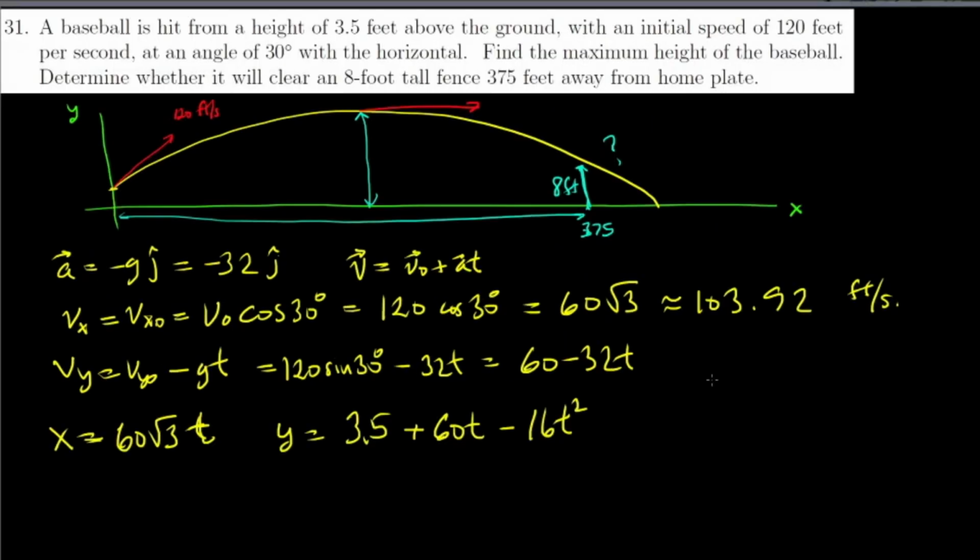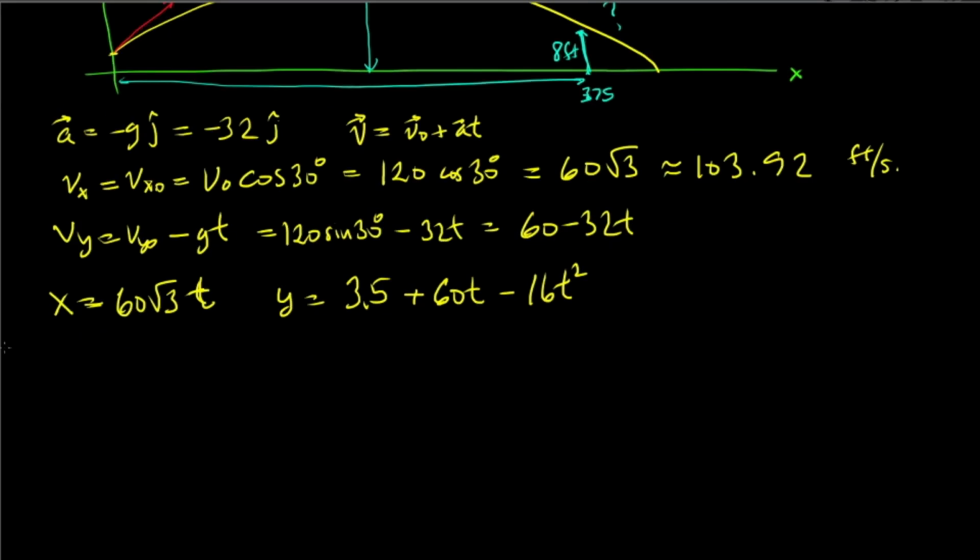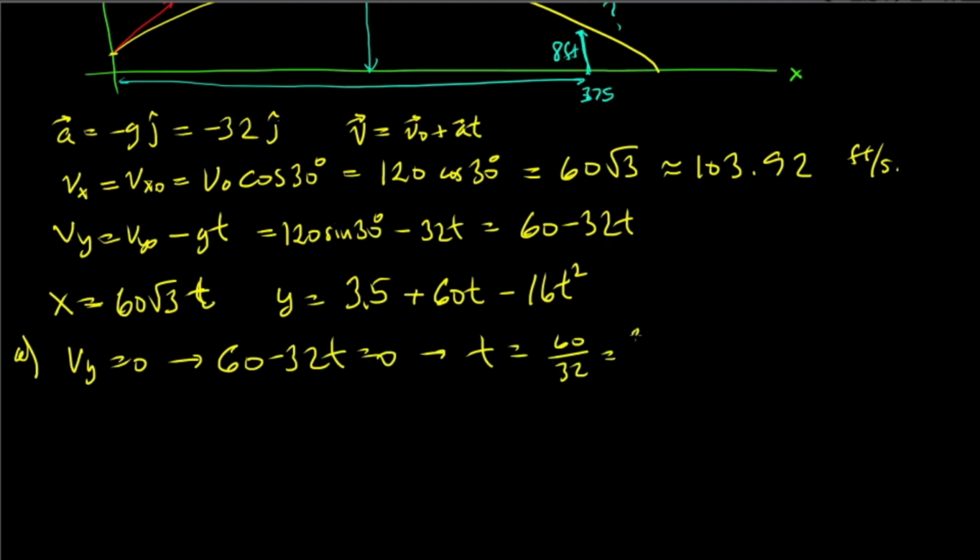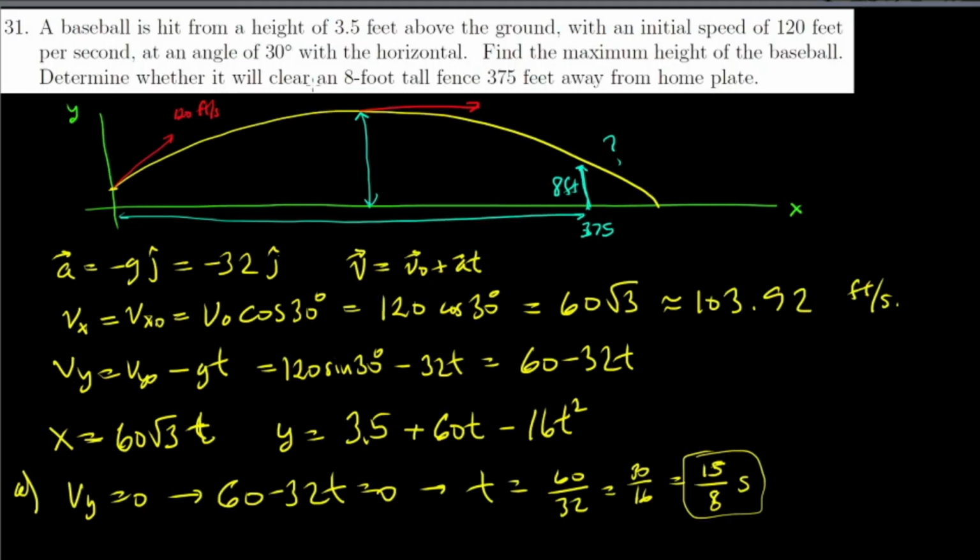All right, then. Okay, so to answer the first question, what is the maximum height? To find how long it takes to get there, you set this equal to 0, right? In other words, you set the vertical component of the velocity equal to 0. So 60 minus 32t equals 0. So t is going to be 60 divided by 32, which is 30 divided by 16, which is 15 divided by 8. So 15 over 8 seconds. That's how long it takes to reach the maximum height.